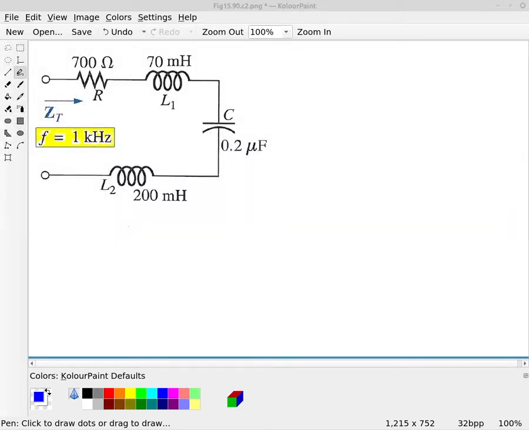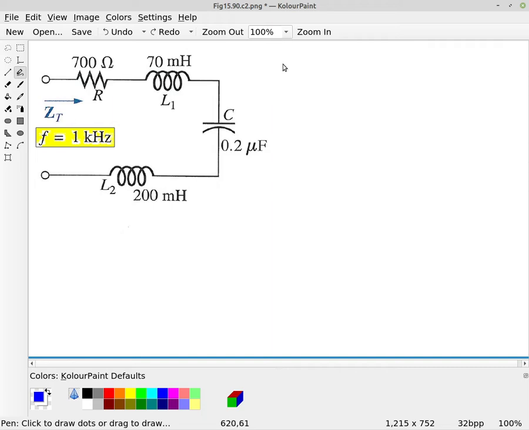So in this video we're going to solve for the impedance of a series circuit. As you see here, we have a series circuit with a resistor, two inductors, and a capacitor. We're also given that the frequency of the circuit is 1 kilohertz.